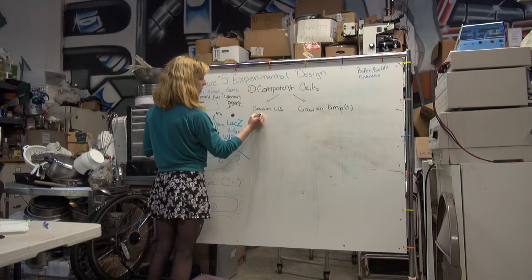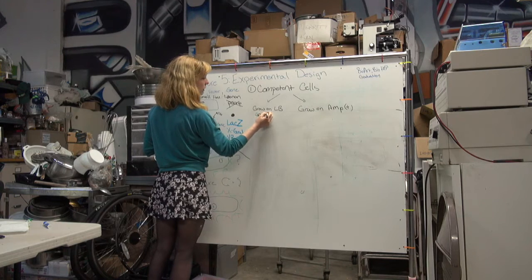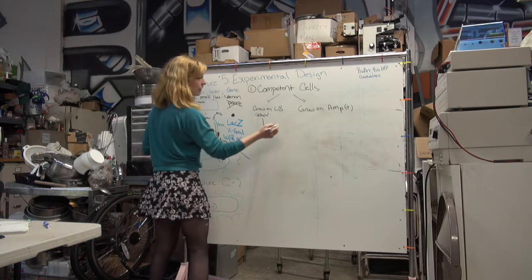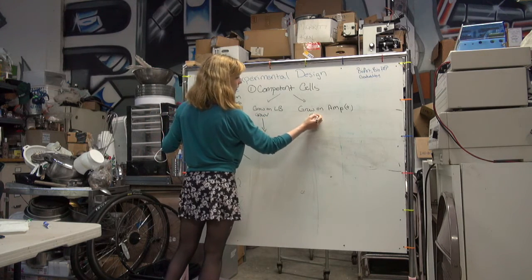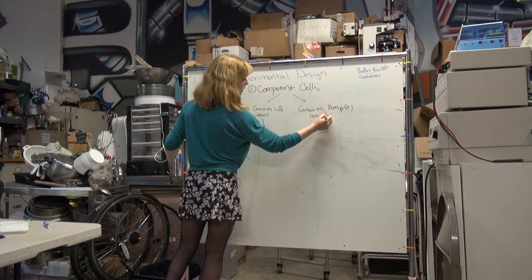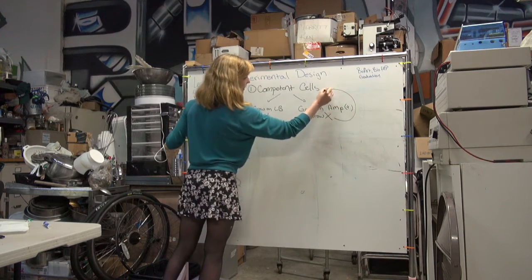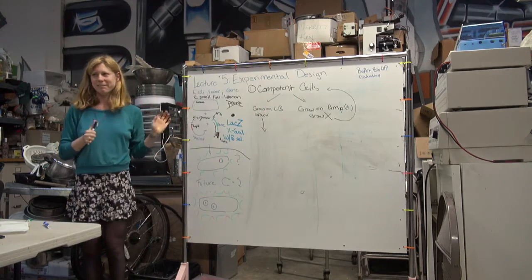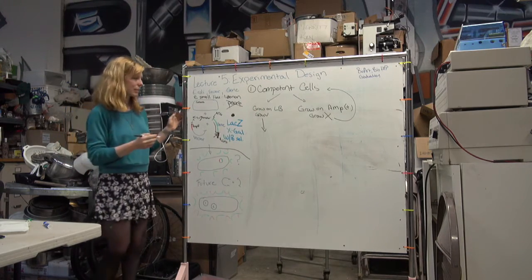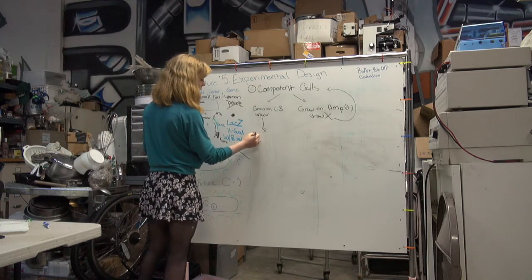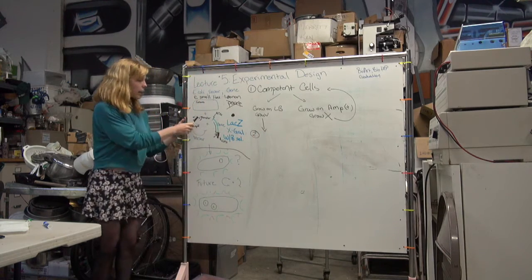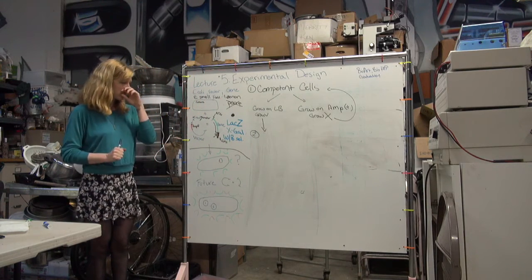So if they grow, you continue. If they don't grow, you don't continue, and you return to step one. All right, step two. We want to make sure our vector works, right?